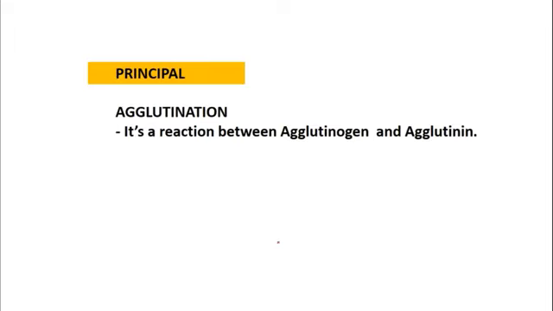Hello everyone, this is a practical session of blood grouping. Principle of blood grouping: agglutination. Now what is agglutination? It's a reaction between agglutinogen and agglutinin. Here the agglutinogen means antigen and agglutinins means antibody. But in the blood grouping system, we are using the words agglutinogen and agglutinin instead of antigen and antibody.